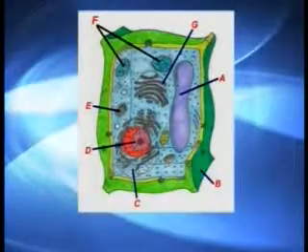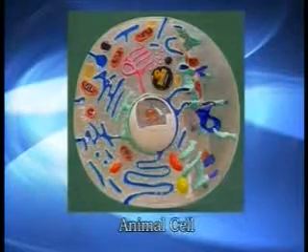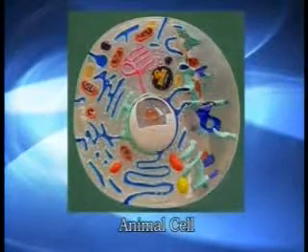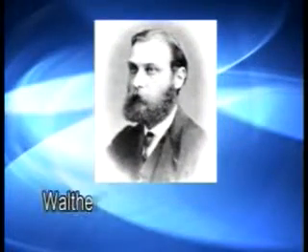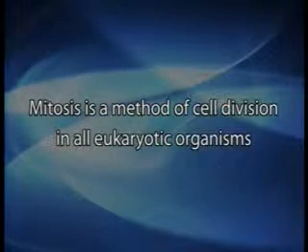The phenomenon was first observed in plant cells by Strasburger in 1870 and in animal cells by Bowry and Fleming in 1879. And the term mitosis was coined by Fleming in 1882. Mitosis is a usual method of cell division in all eukaryotic organisms.